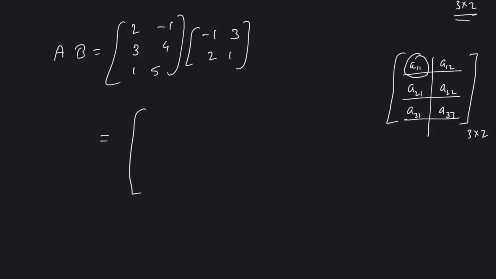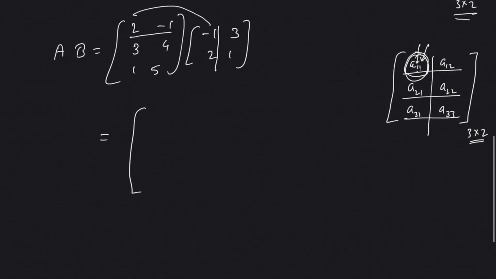Since we know that our new matrix will be of order 3 by 2, the first element will be A11. In other words, you will multiply and add the corresponding elements of the first row with the first column. First row with the first column, you multiply the corresponding elements, that is 2 into minus 1 plus minus 1 into 2.